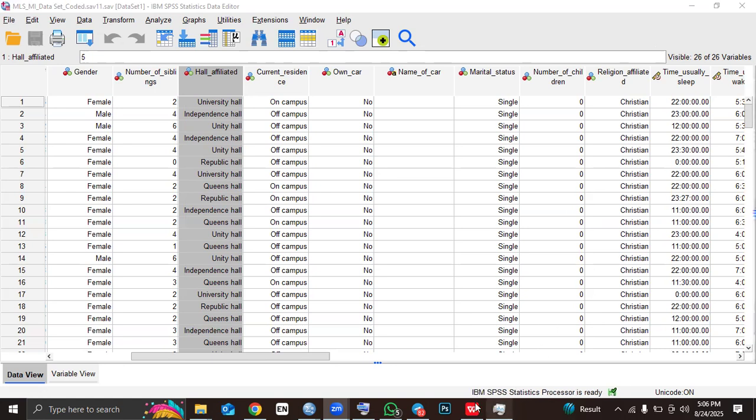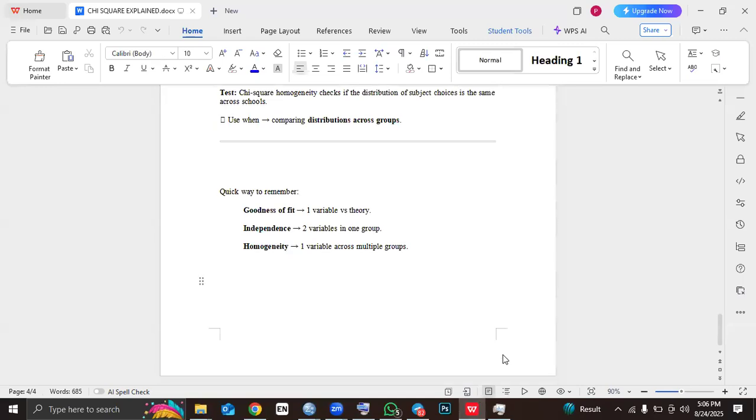So in our previous lesson, remember we spoke about the chi-square test of goodness of fit, the chi-square test of independence, and the chi-square test of homogeneity. And then we said that if we want to run the chi-square test of goodness of fit, then the condition that you have to satisfy is that you have to run it between one variable versus a theory. We solved some practical examples in our previous lesson. You can go and check it out.